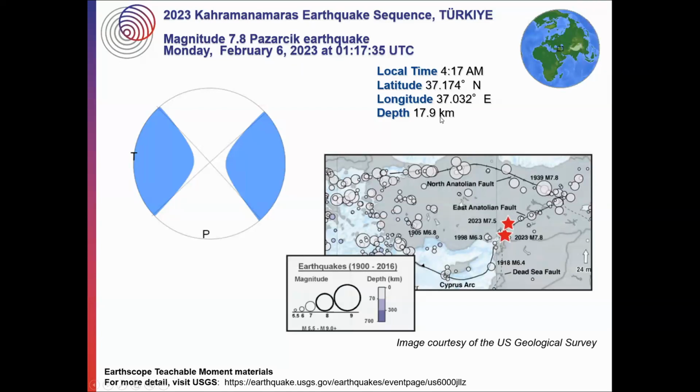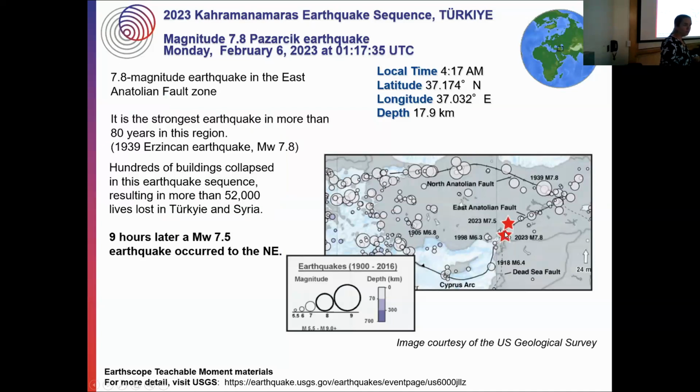So the first earthquake was magnitude 7.8, the Pazarcik earthquake. It was about 17.9 kilometers deep, and it occurred here on the Eastern Anatolian fault zone. That's this lower star. This is the strongest earthquake in the region in more than 80 years. At the time this was put together, there were hundreds of buildings, but I think it's actually in the tens of thousands, that have collapsed or had structural damage and can't be re-inhabited, and more than 52,000 deaths, both in Turkey and Syria, and I think that number is actually greater than this. Diane has seen it firsthand, so we'll hear more.